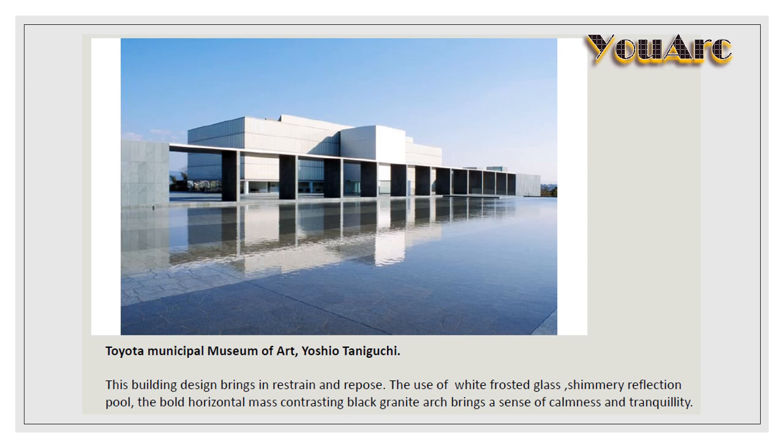One best example for this repose and restraint is this particular building called Toyota Municipal Museum of Arts. The usage of white frosted glass, shimmery reflection pool, the bold horizontal mass, contrasting black granite arches brings a sense of calmness and tranquility.